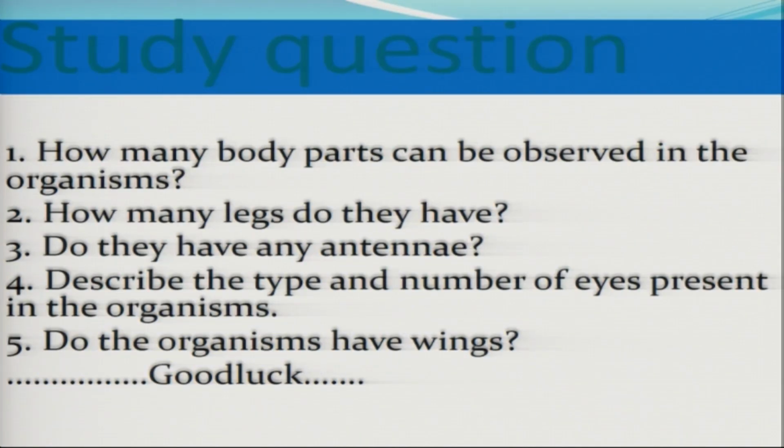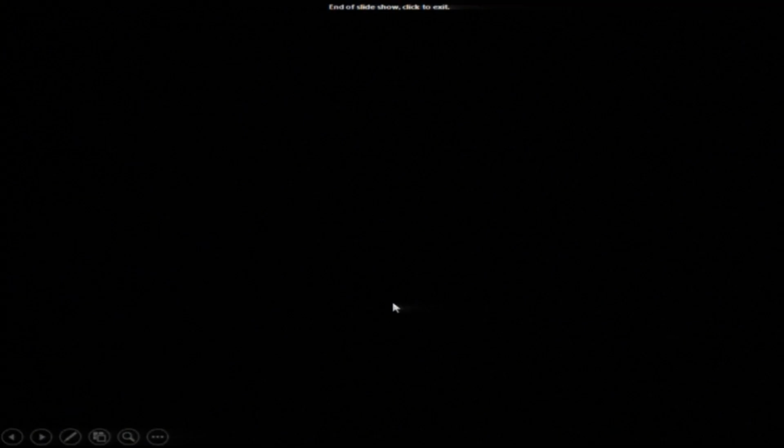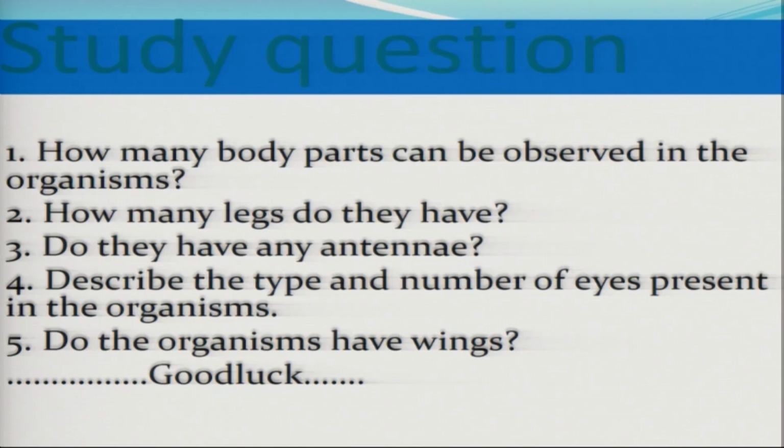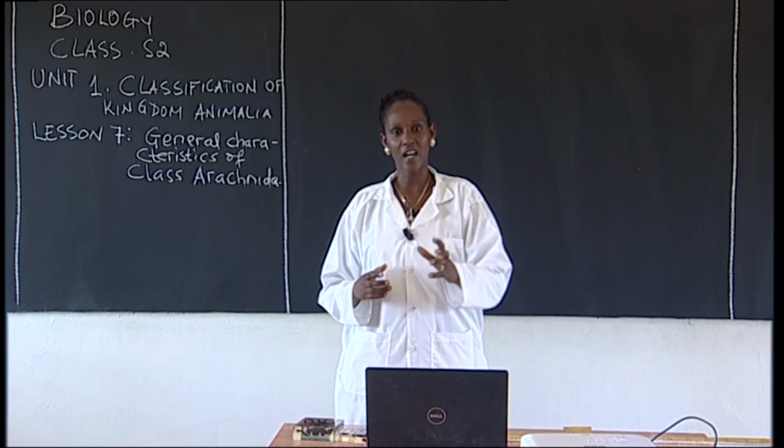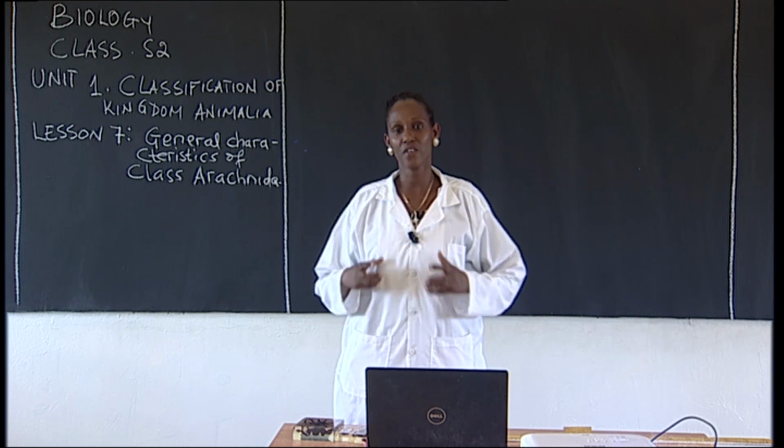Question 1: How many body parts can be observed in the organism? Arachnida have how many body parts? I talked about that. How many legs do they have? I talked about that. How many antennas? Do they have any antenna? Describe the type and number of eyes they possess. Do they have legs? Those are the things that we are going to answer from what we have discussed here. Hope everybody now has picked all the features and the adaptations of class arachnida.